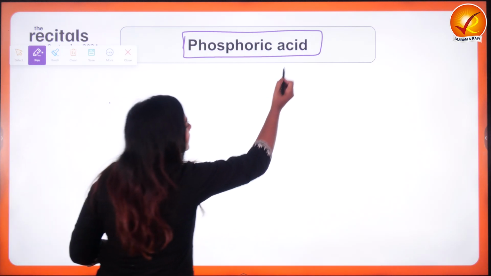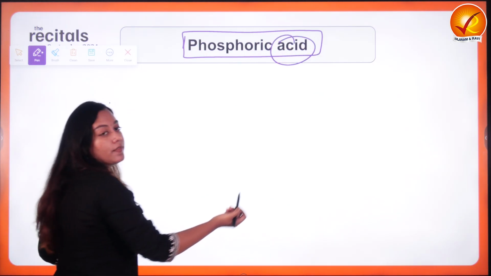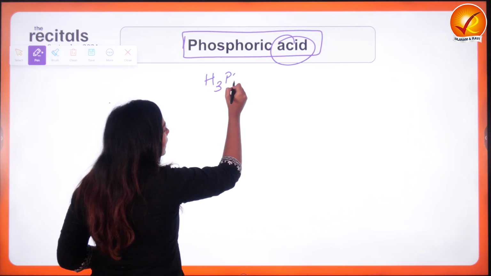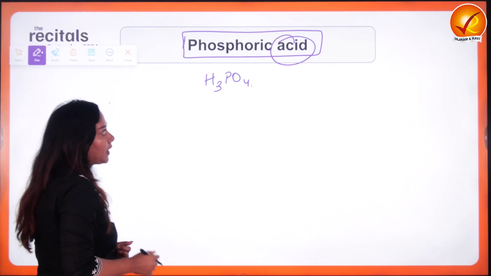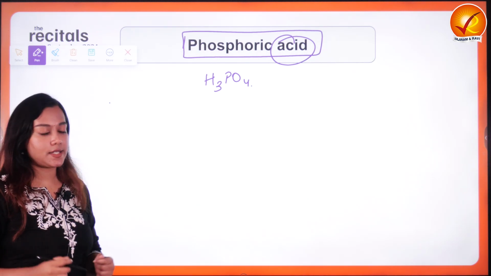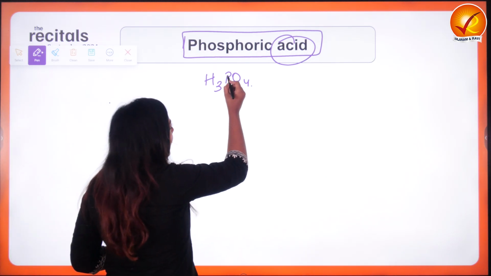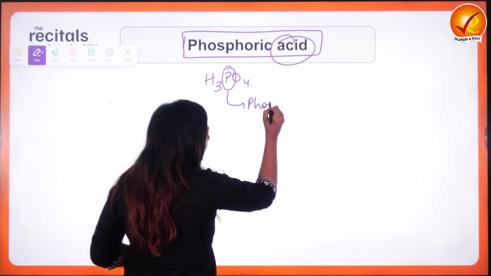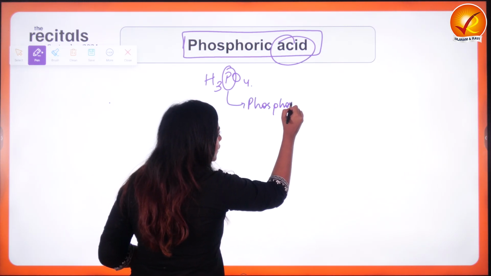So we are taking up this phosphoric acid. Now, as you can see, it's an acid. So what is the composition of this particular acid? It is H3PO4. This is phosphoric acid. So what is the prominent element that we get from here? It is phosphorus. What are the applications of phosphorus?